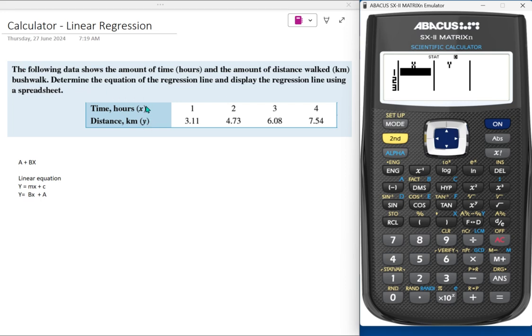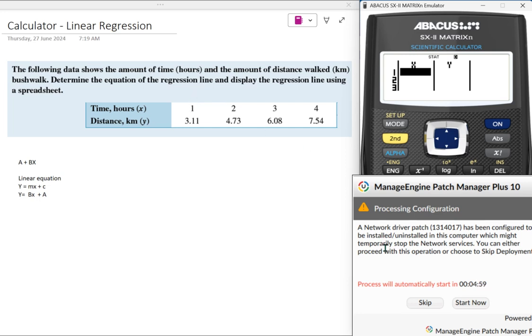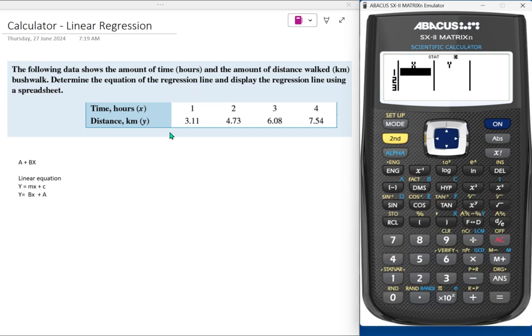So if x and y weren't labeled here, let's go back to the question. The following data shows the amount of time in hours and the amount of distance walked. So if I'm walking for 1 hour, my distance depends on how far I've come. If I've walked 2 hours, my distance would be more. If I've walked 3 hours, my distance would be more again. So in this particular case, the distance is dependent on the time. So time is the independent variable. It's a case-by-case basis, so it depends.